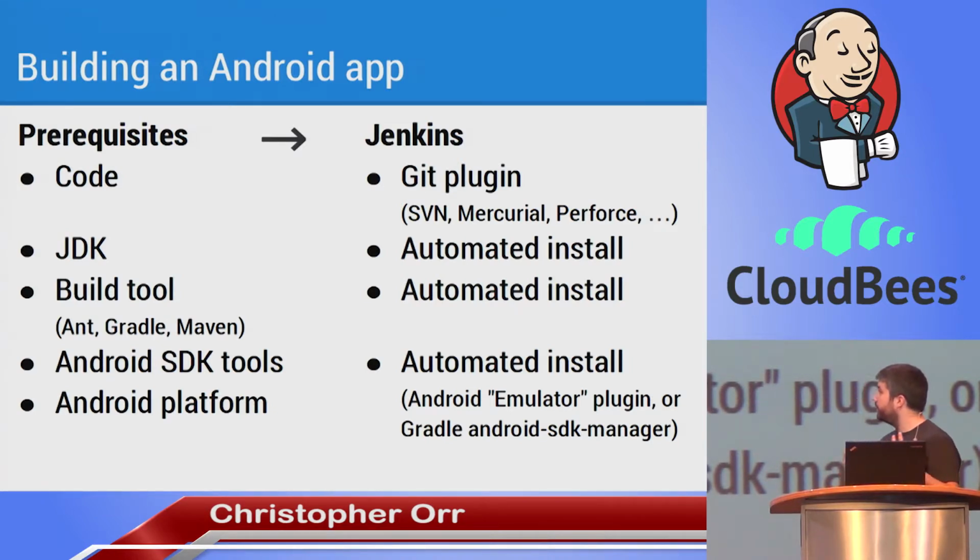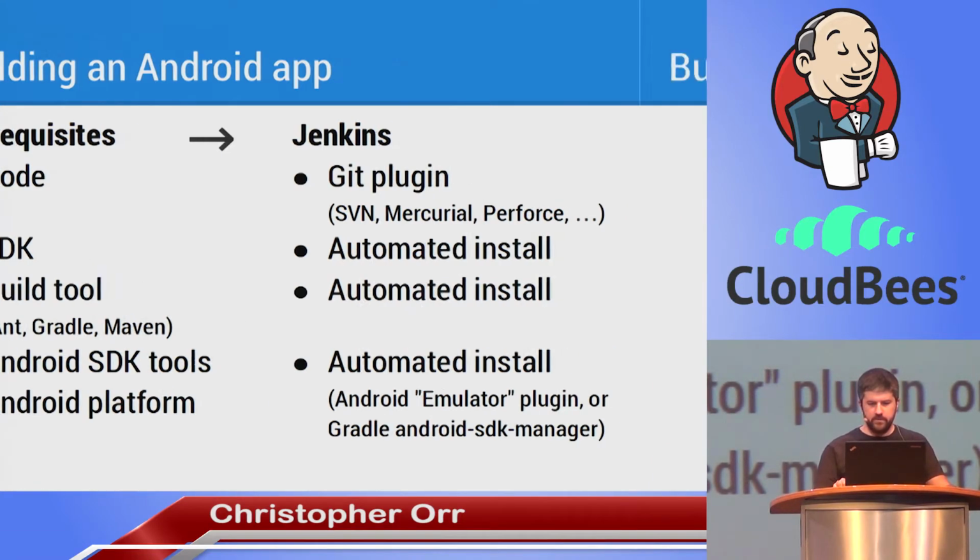But also, on the Android side of things, we have this Android emulator plugin, which has a slightly misleading name. It actually automates a lot of different stuff relating to Android. But this will automatically download the Android SDK, the Android tools, and the particular version of Android you want to compile against. There's also, if you use Gradle, now a nice Gradle plugin called Android SDK Manager, which can also help you with this. So those are the prerequisites.